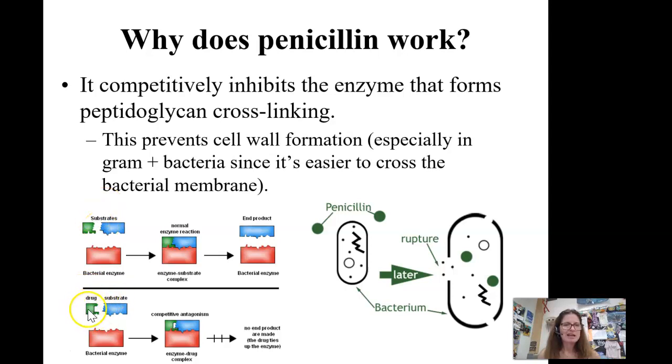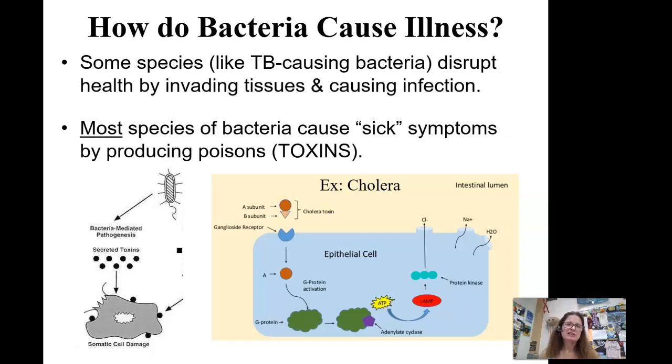It's very similar. It can either sit in the active site or bind up part of the substrate, so it can work in more than one way. But in competitive inhibition, remember, you just sit in the active site, therefore you can't make the end product, you can't make that cell wall, and as a consequence, the cell wall is weaker and the bacteria dies. So how do bacteria make us sick? There are two different ways that bacteria can make us sick. One, like tuberculosis, actually gets into your tissues and causes the destruction of those tissues.